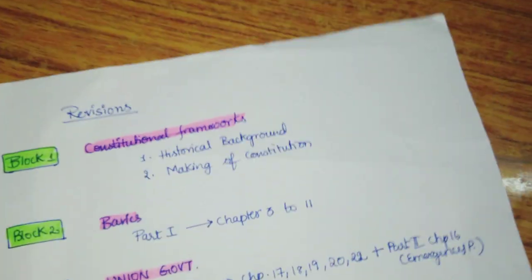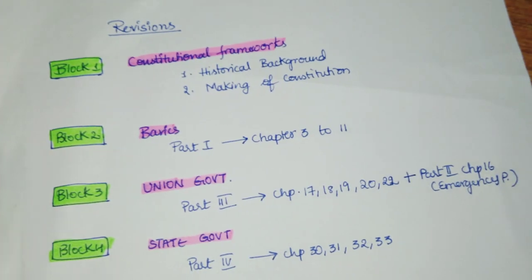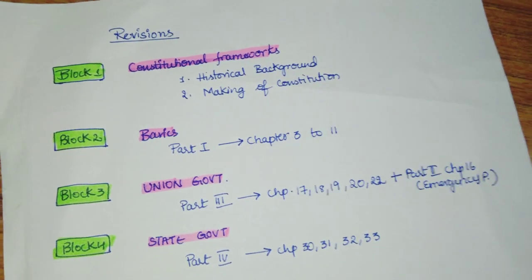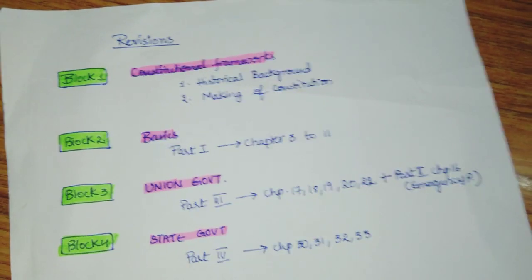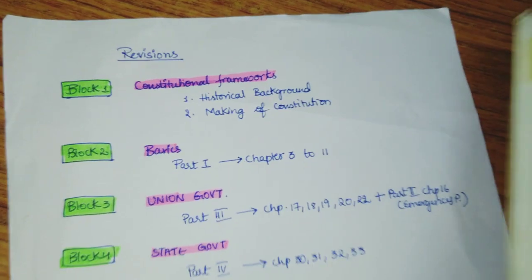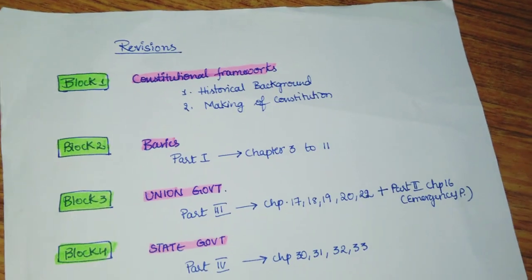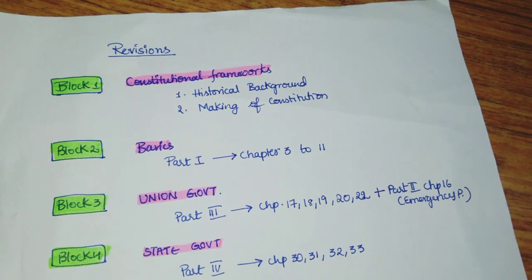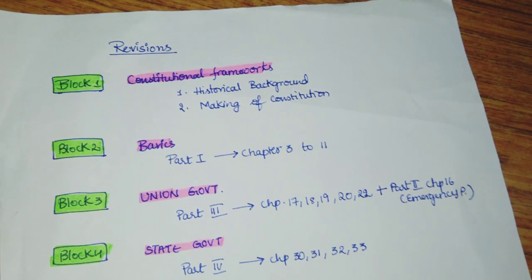So the first block is the constitutional framework. Here we have the historical background and making of the constitution. These are from part 1, right? Please keep your Indian polity book with you so that this will make sense to you. Okay, so block 1 is this constitutional framework.